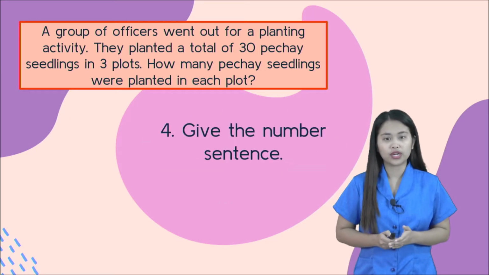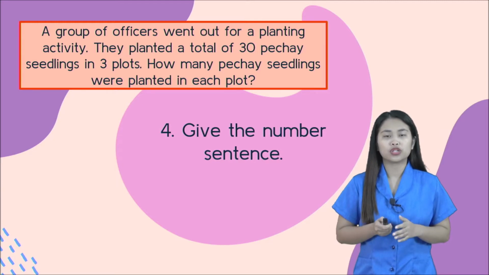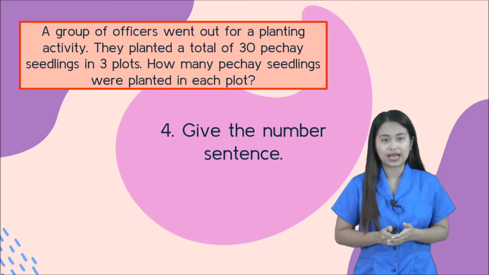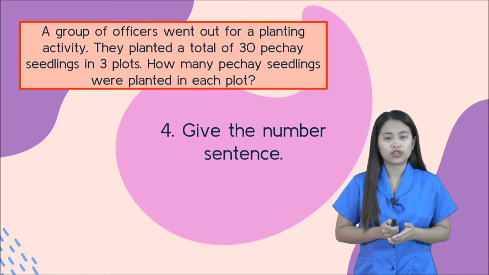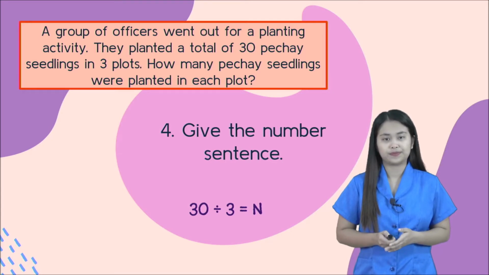Next, number 4, give the number sentence. As we all know, our operation is division. Now we have 30, and we have to divide that into 3 plots. So 30 divided by 3 is equal to n.